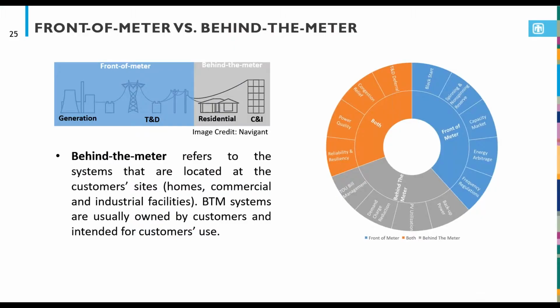As you may know, the terms front of meter and behind the meter are often used to specify the system location. Behind the meter refers to the systems that are located at customer sites, for example, homes, commercial, industrial facilities. Behind the meter systems are usually owned by the customers and intended for customer use, while front of the meter systems are owned by the utilities and intended for grid services.